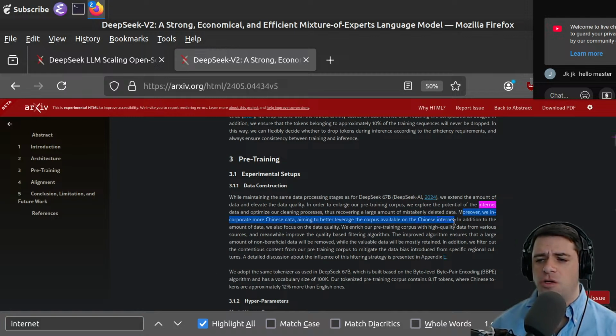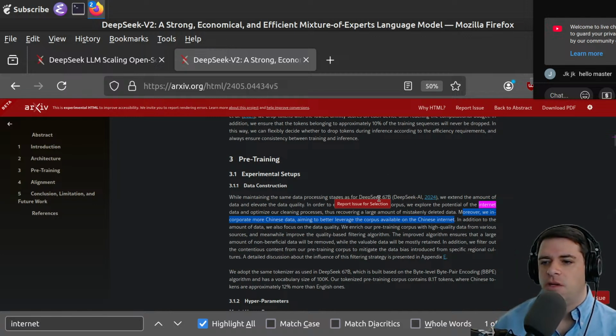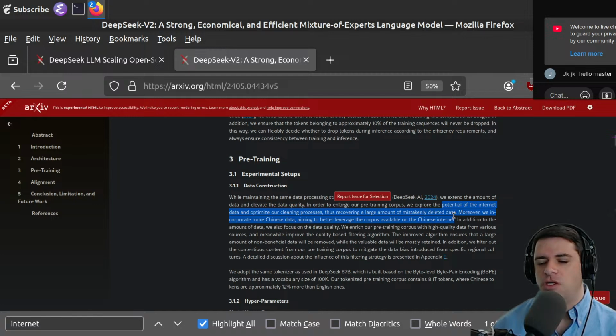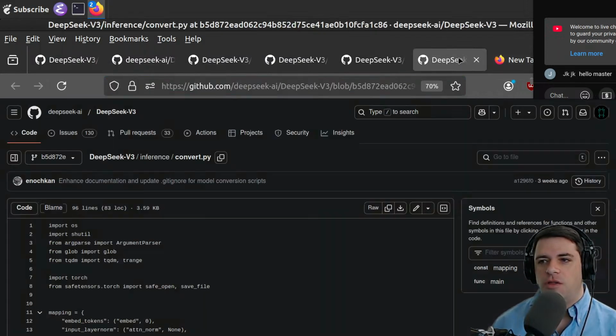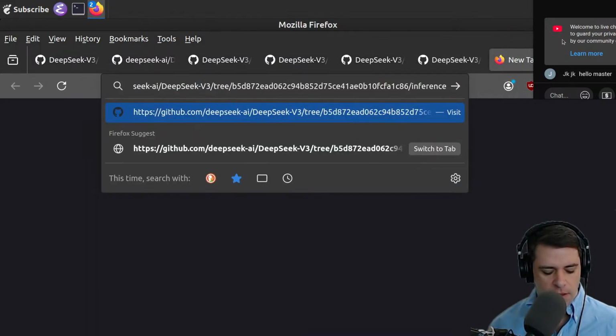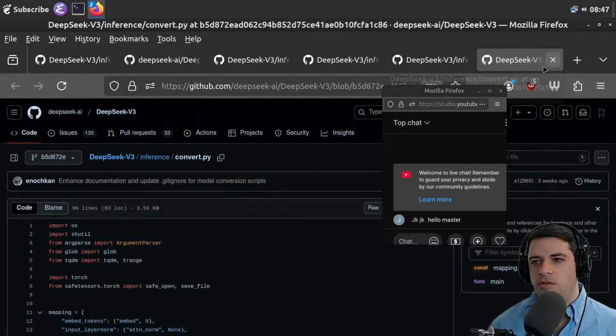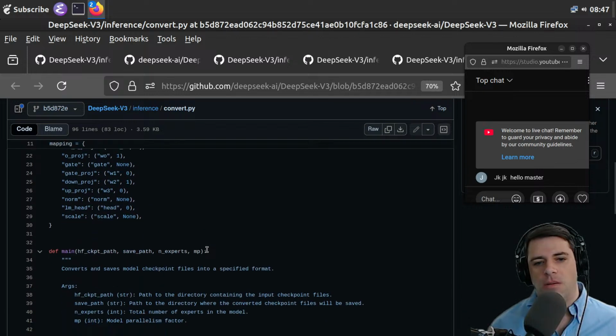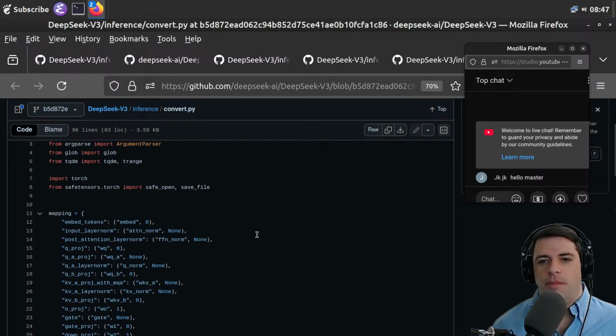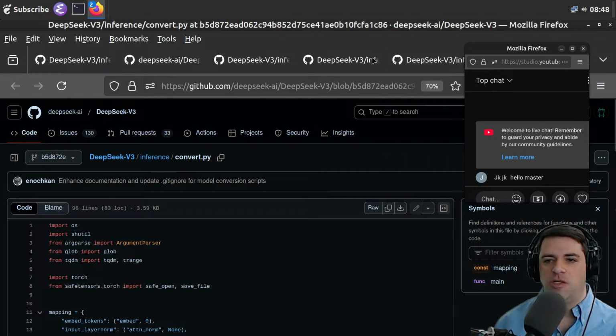So this is a reference to the corpus, but this is not the sentence I was thinking of. "We incorporate more Chinese data aiming to better leverage the corpus available on the Chinese internet." Okay, maybe this is the sentence I'm thinking of. I suspect they have access to the data from inside the firewall, and that's a significant corpus of data that might also be one of the reasons they're able to achieve different, better results.